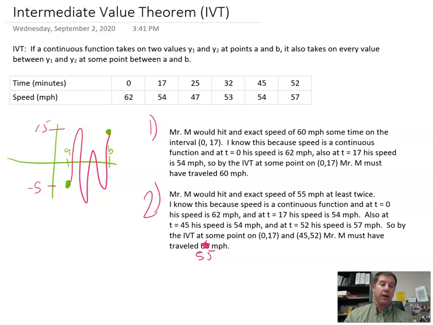Okay? I might go way above and way below. I know I hit all the values between 62 and 54, but I don't know for certain that I didn't either. Okay? So you can't disprove stuff with IVT is the point of that one. So the answer could be any. Might have hit it any of the times.